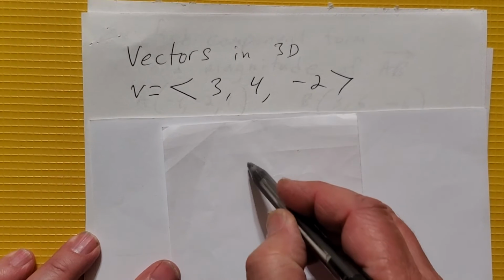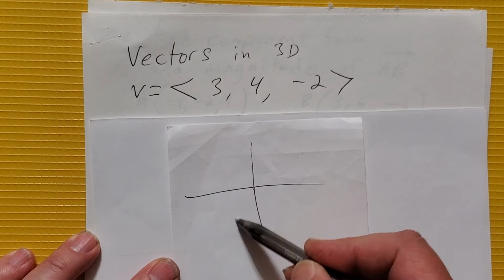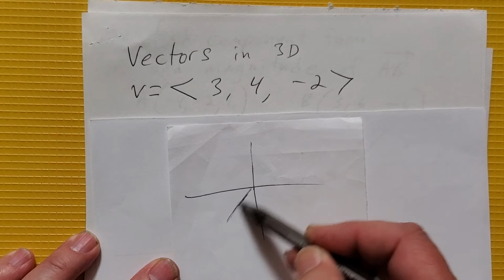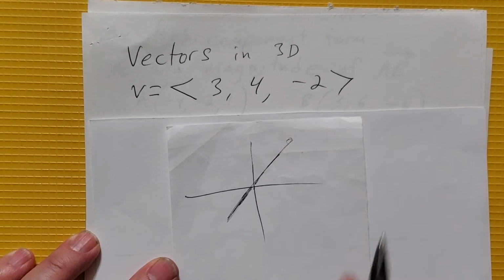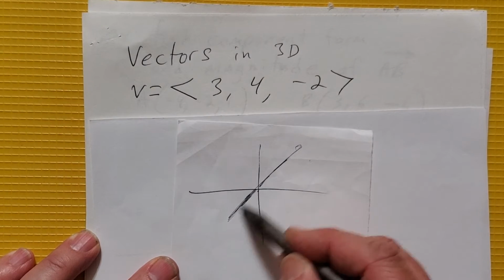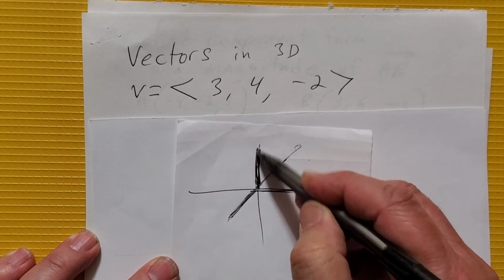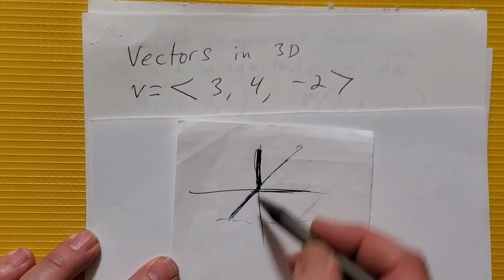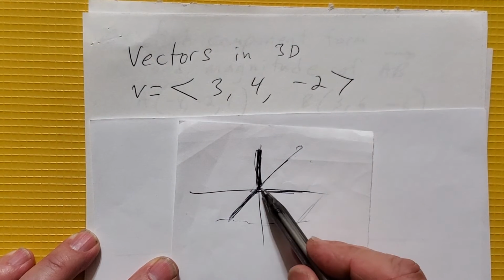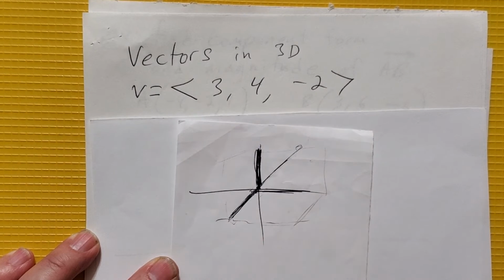So again, here's the corner of the room. Here's the floor, and here's going up. This is the floor right here. That's the floor, and that's underneath the floor. That's behind the back wall, behind this wall.